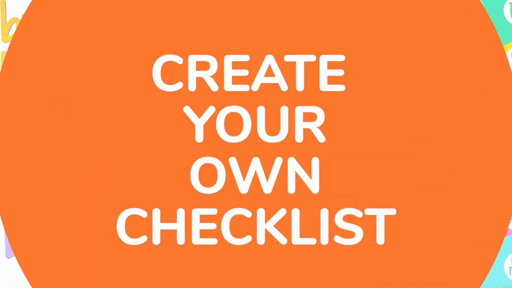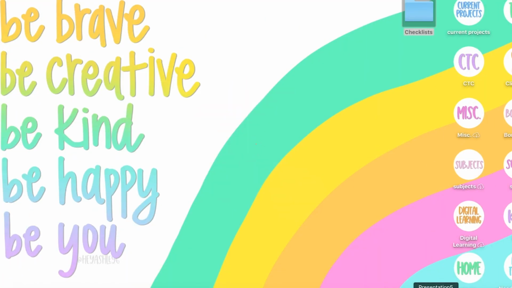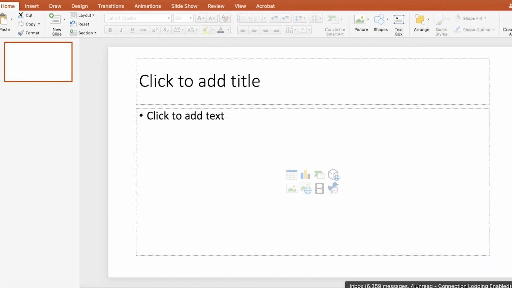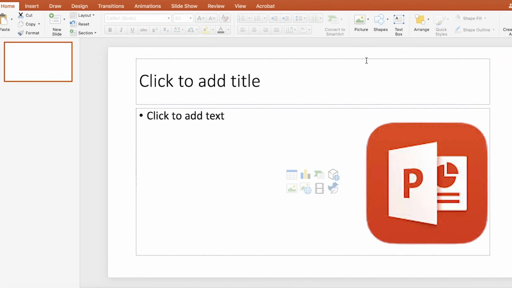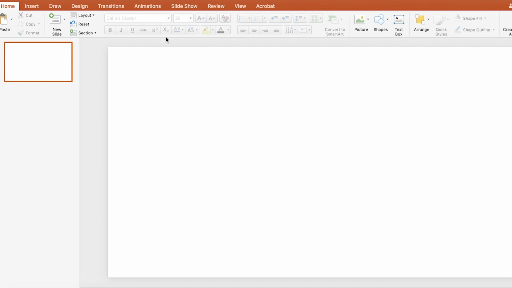Okay, so now we're going to get started with creating your own checklist. First, we're going to create the header that is on top. I'm going to go to PowerPoint. So start a new presentation, and when it opens, go ahead and delete those boxes.